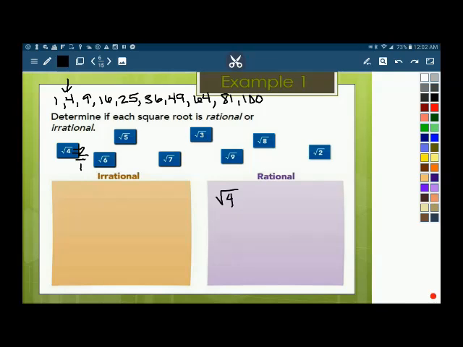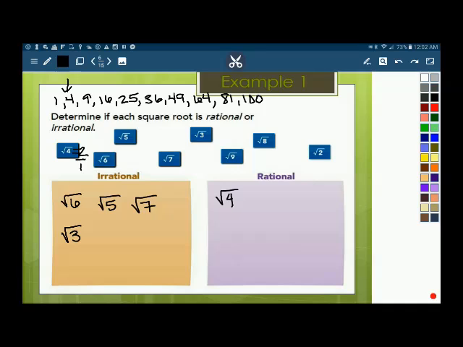Now the square root of 6, I cannot find a number that I can multiply by itself to get to 6. 3 plus 3 is 6, but I want to know what times itself would equal 6. Now 6 is nowhere on my list of perfect squares, so I would say that the square root of 6 is irrational. Same thing with the square root of 5. It's not on my perfect square list. Same thing with square root of 7.